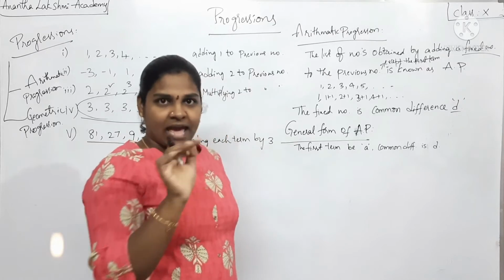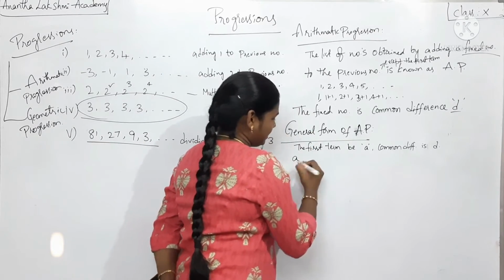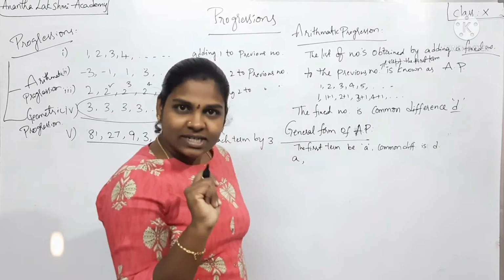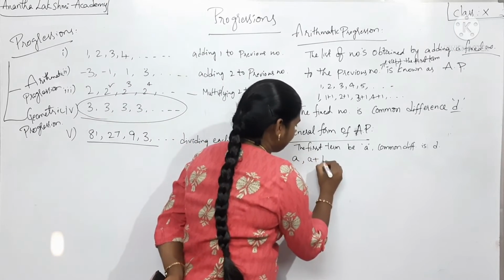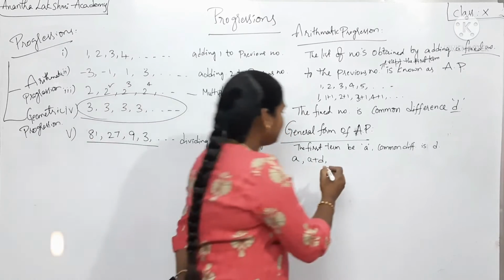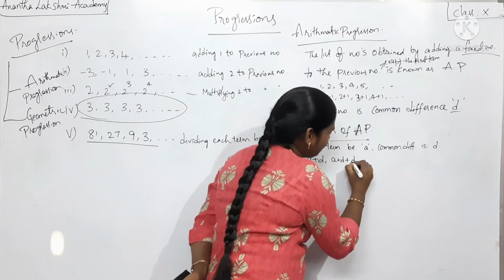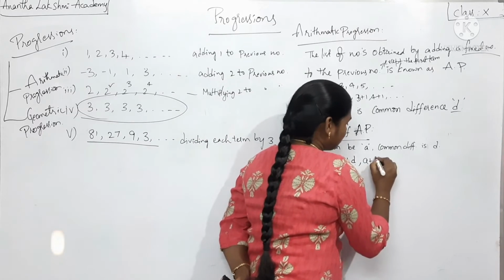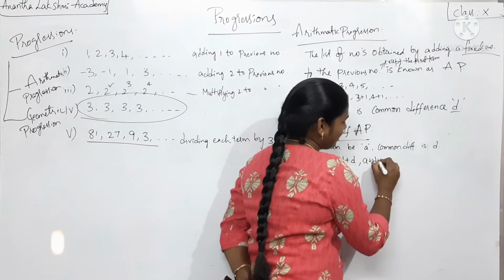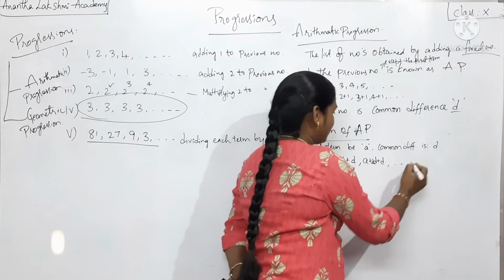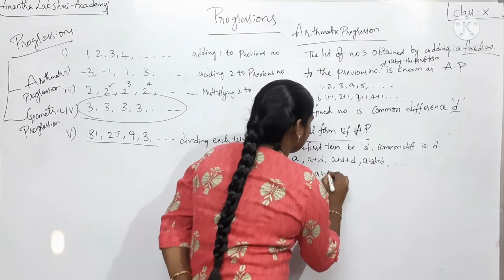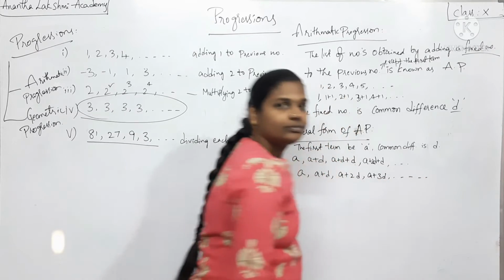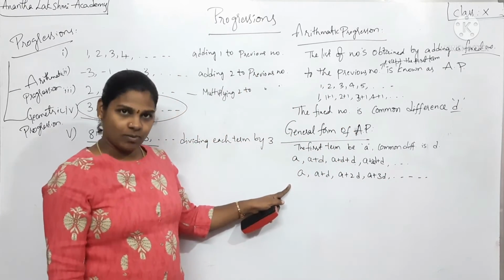From the definition which we have learned, the first term is this. The second term is this plus the fixed number, which is nothing but D: A plus D. Now, the third term is nothing but A plus D plus the fixed number, which is A plus 2D. And again, this goes on: A plus 2D plus D. And so on, right? So if you write A, A plus D, A plus 2D, A plus 3D, and so on, this is nothing but the general form of AP.